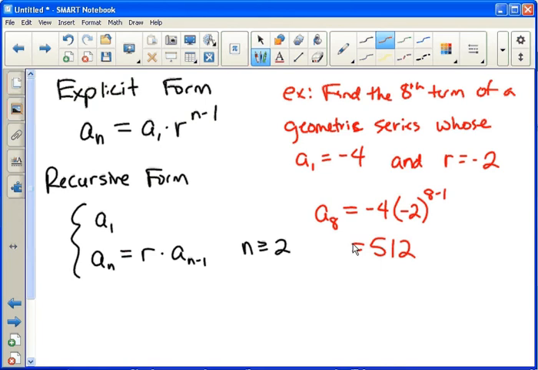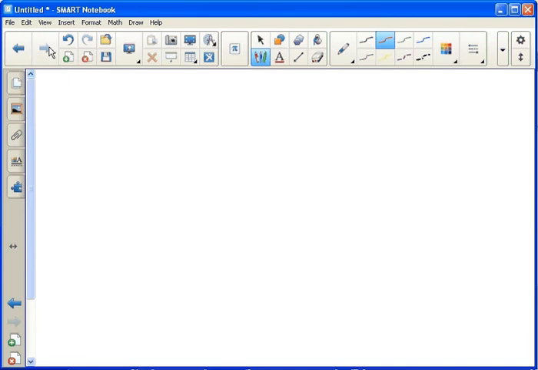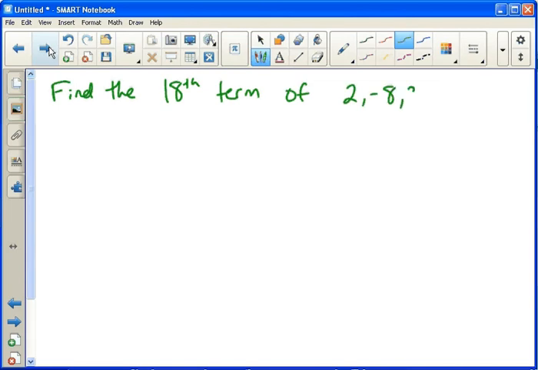Okay, now they may also ask you to find the explicit form just giving you the sequence, and let me show you what I mean. Let's say they wanted us to find the 18th term of, let's do 2, -8, 32, -128, and so on.